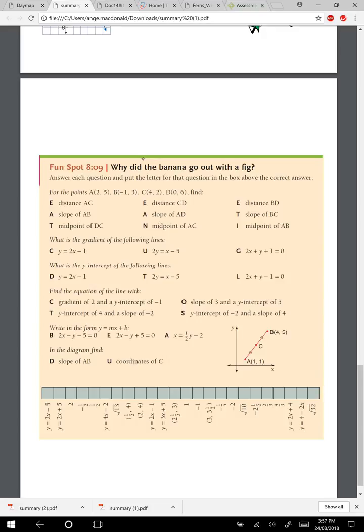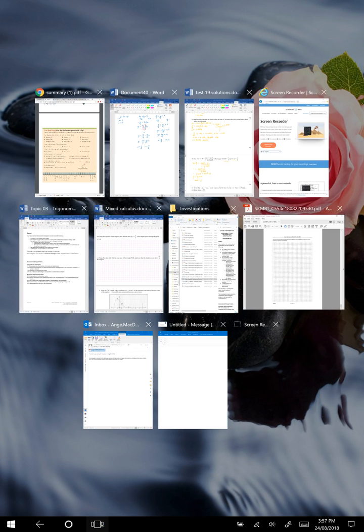Similar here, write this in the correct form and away you go. So hopefully you can try the ones that we've got here.